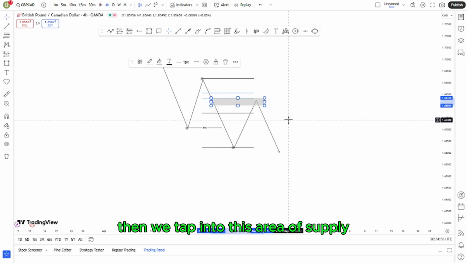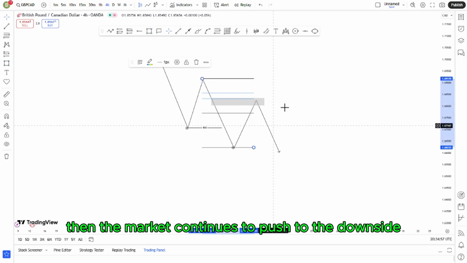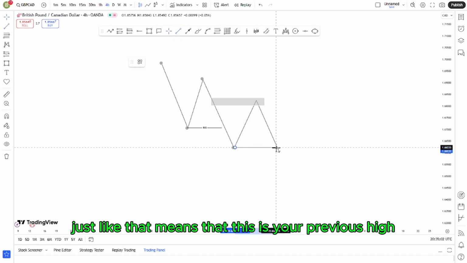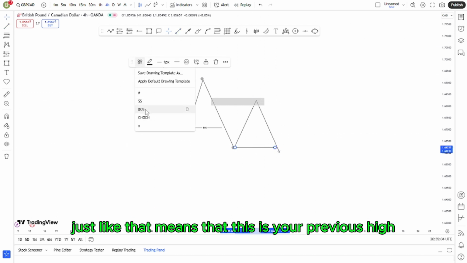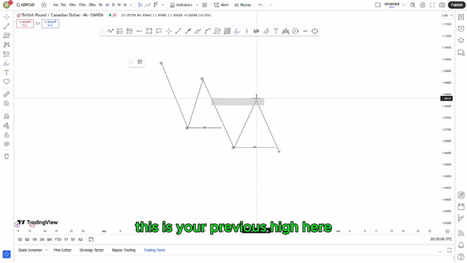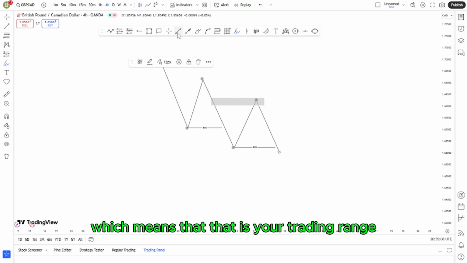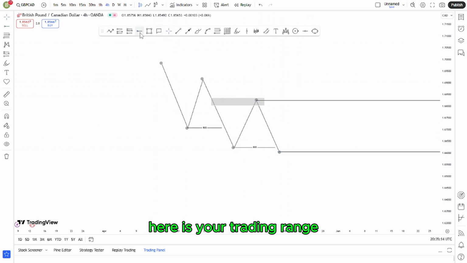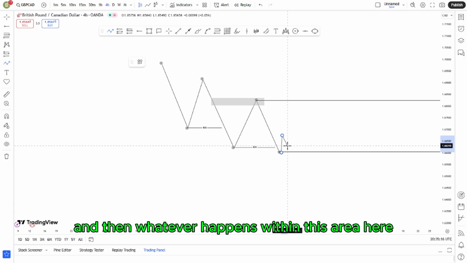Then we tap into this area of supply, then the market continues to push to the downside, having a new break of structure just like that. Means that this is your previous high, and then this is your new low, which means that that is your trading range.